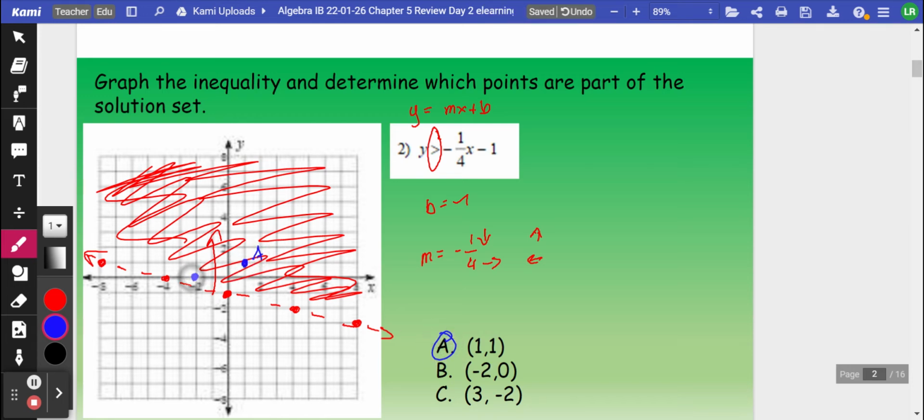-2, 0 is right here in the shaded area. So B is an answer. That's a solution. But 3, -2 is right there. It's just outside the shaded area. So letter C is not.